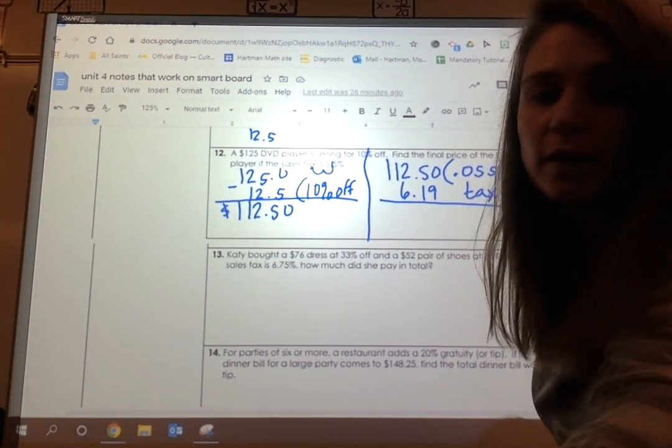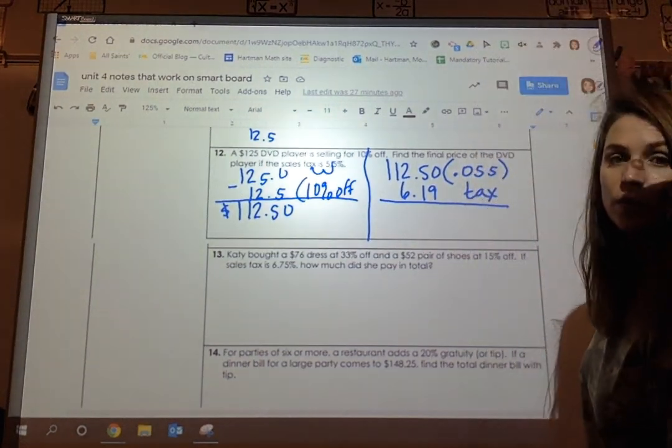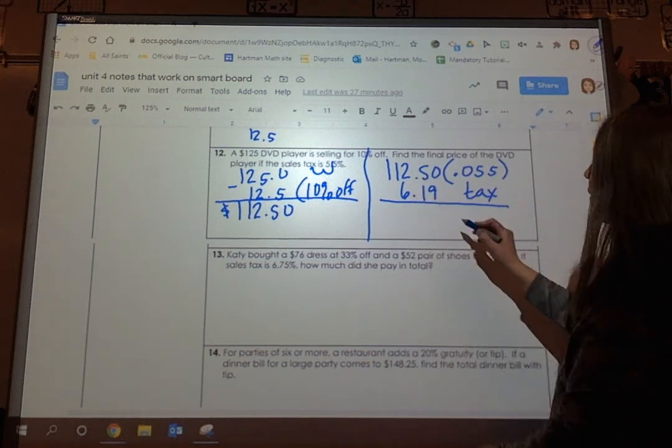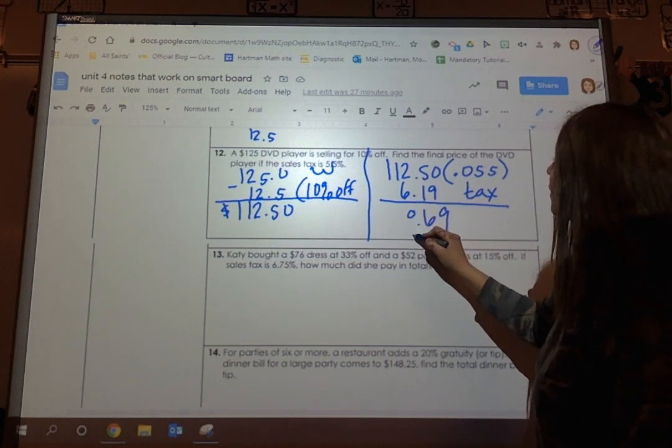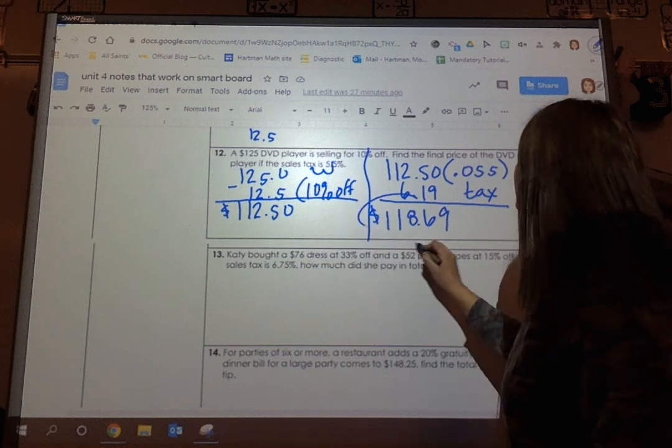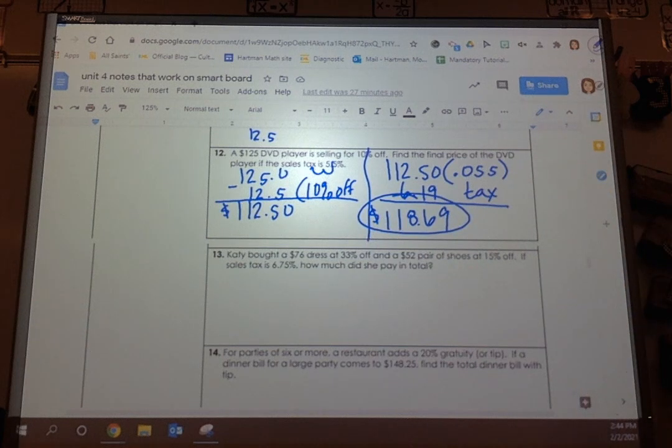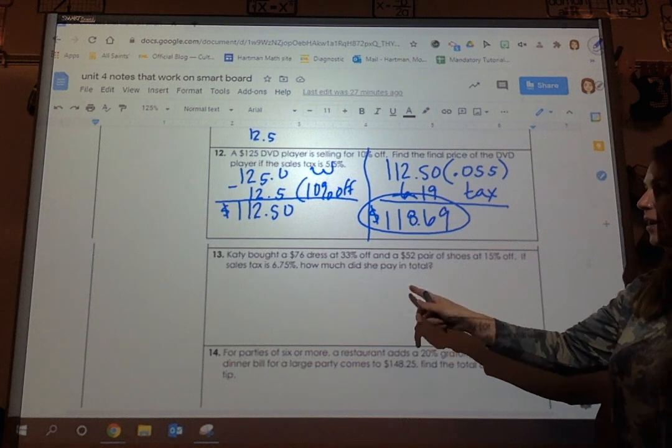you just kind of cut off, sorry. So now I add them together, and the total price that I'm walking out the door is $108.69. Okay? All right, let's take a look at number 13.